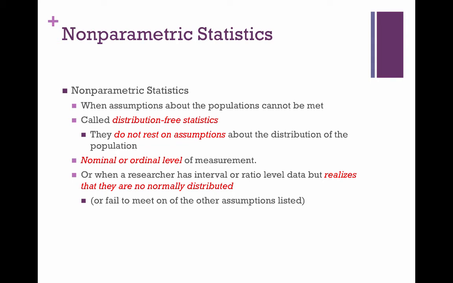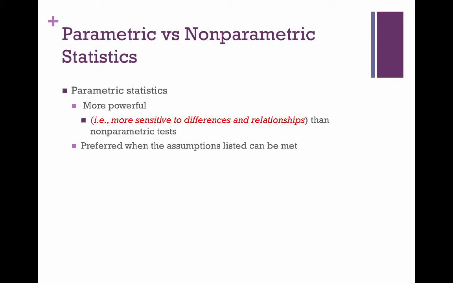When you use nonparametric statistics, it's when assumptions about the population cannot be met. This is also called distribution-free statistics. They don't rest on any assumptions about the distribution. So this would be a nominal or ordinal scale of measurement if the data is not normally distributed or if you don't have very many subjects. Then you use nonparametric statistics. So like I mentioned, parametric statistics are more powerful than nonparametric statistics. This means that they're more sensitive to differences in relationships, and they're preferred when assumptions can be met.